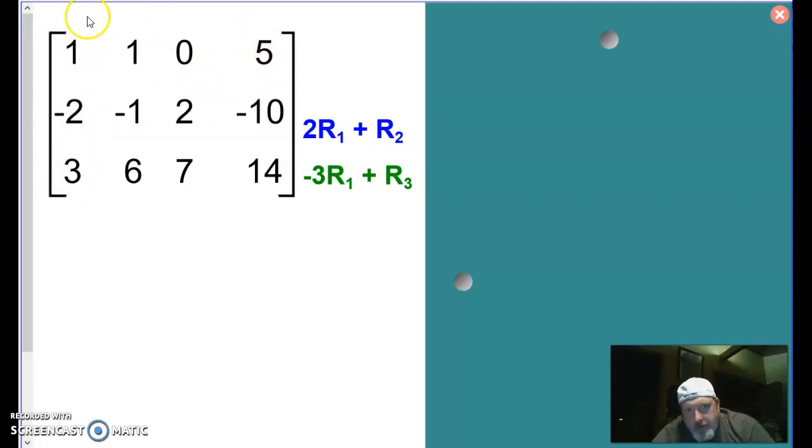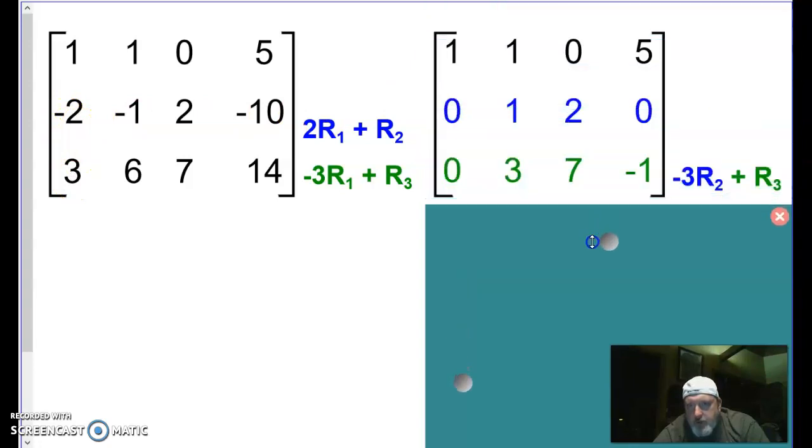I am going to multiply this top row by 2 and add it to the middle row so that I get a 0 right there. I'm also going to multiply this row by -3 and add it to the bottom row so I get a 0 right there. So that's the step. That's what this means: 2 times row 1 plus R2 and -3 times row 1 plus R3. Whole idea is to get these to be zeros. And so you'll see when we do that, this is my end result.